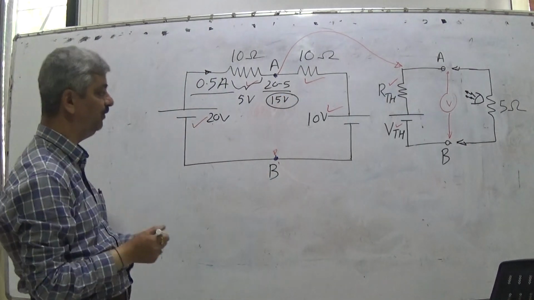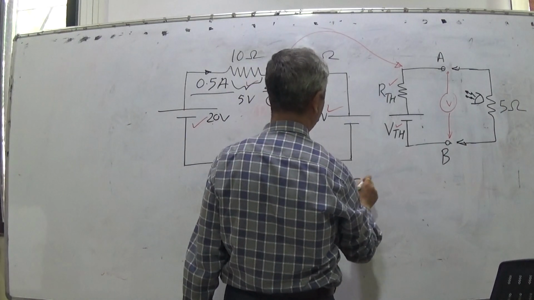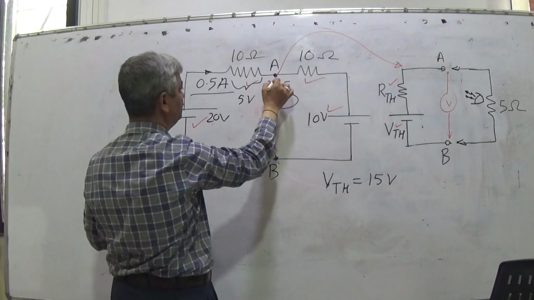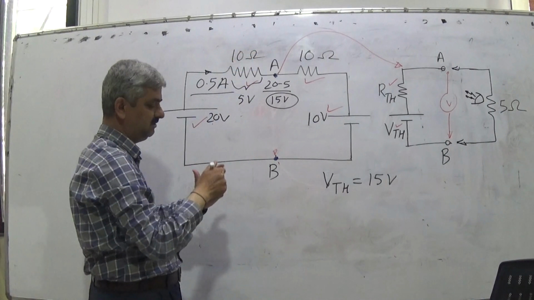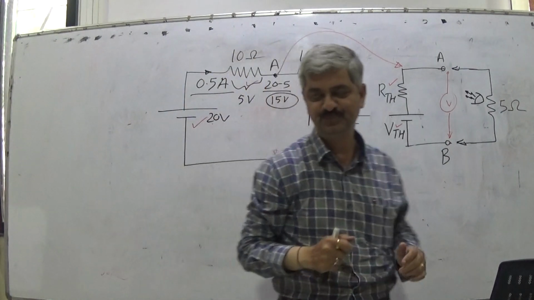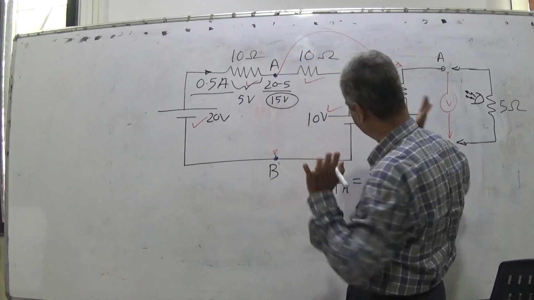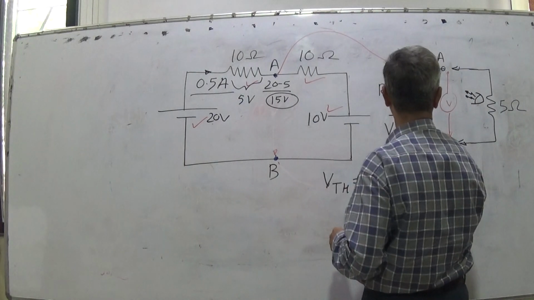So VTH would be 15 volts. That is the open circuit voltage which you get. Open circuit voltage which you get here is 15 volts, right? So this is 15 volts.